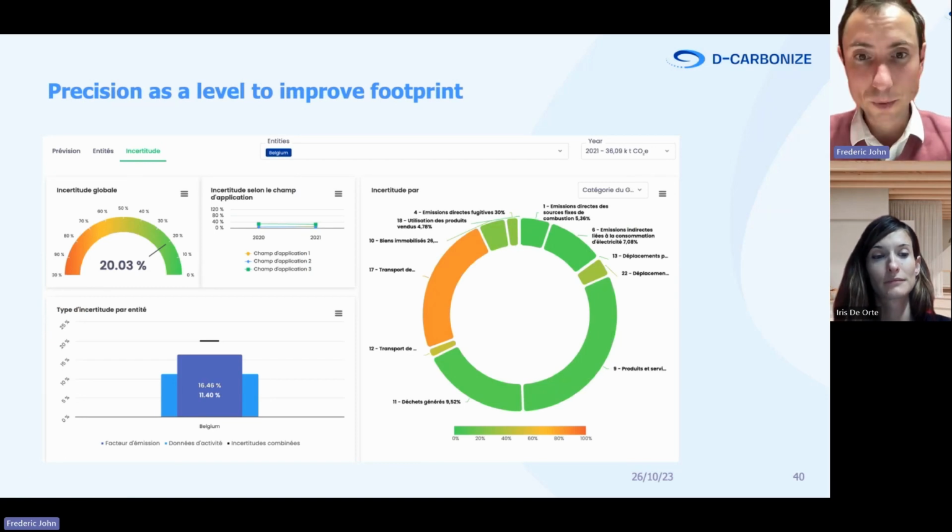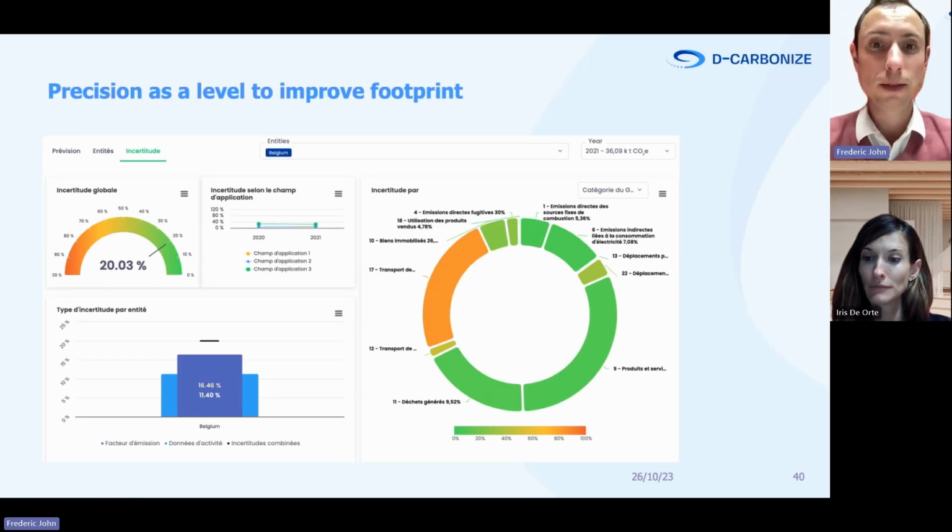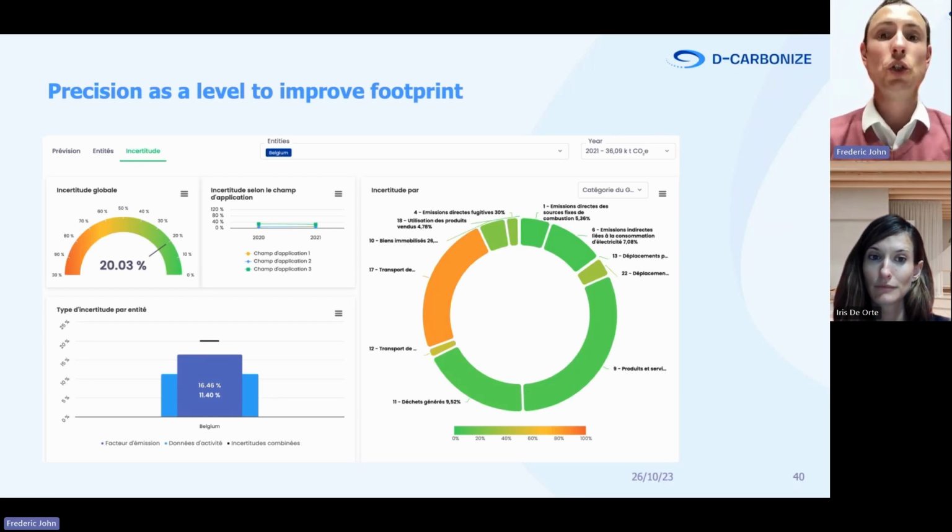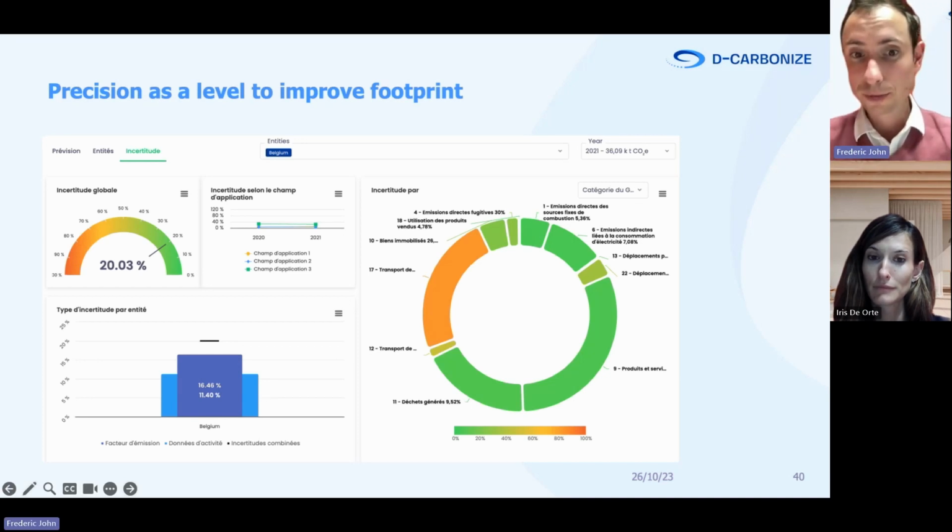Last but not least, what I would like to mention here is that it's important to improve your carbon footprint over time, and so to reduce the uncertainty to be more certain about the results. And we have a dashboard for that which puts in orange the categories of the greenhouse gas protocol where you're not good and you need to work on.